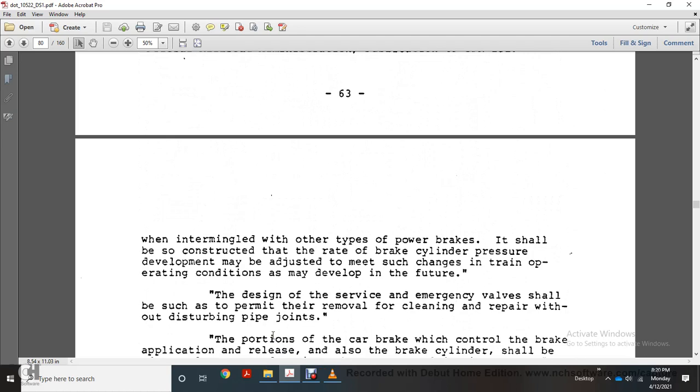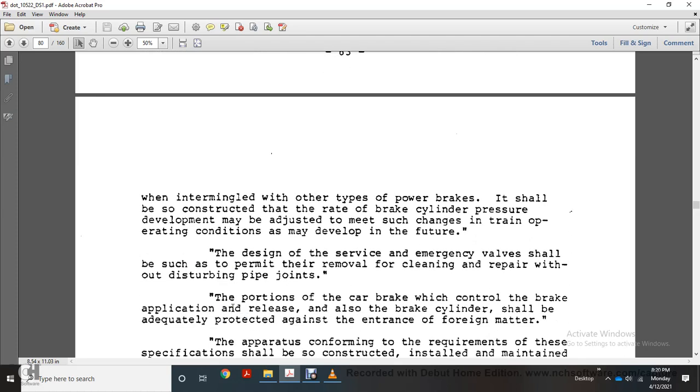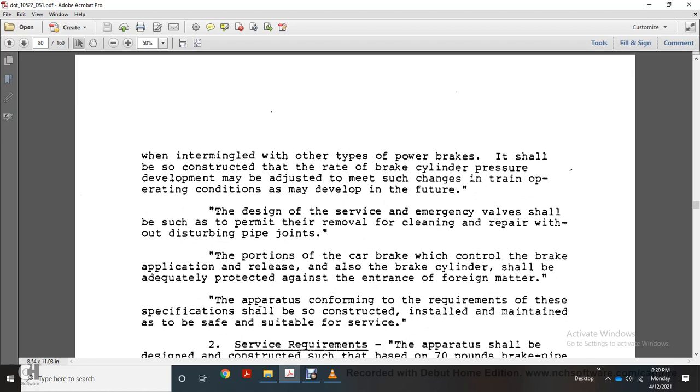It should be constructed to control the rate of brake cylinder pressure development, and it may be adjusted to meet such changes in train operating conditions as they develop in the future. The design of the service and emergency valves shall permit their removal for cleaning and repair without disturbing the pipe joints. The proportions of the car brake controlling the application and relief, the brake cylinder shall be adequately protected against the entrance of foreign material. The apparatus conforming to the requirements of these specifications shall be constructed, installed and maintained to be suitable in service.